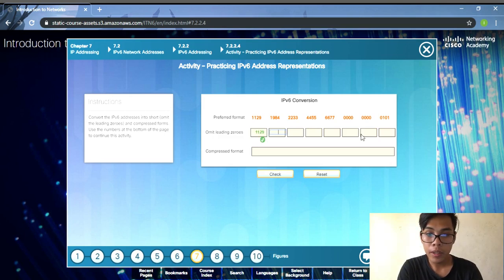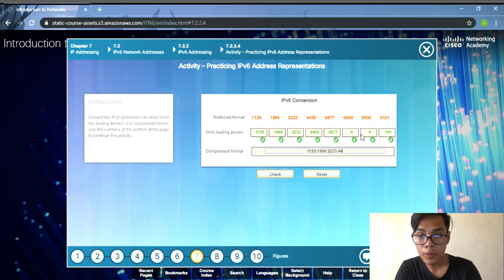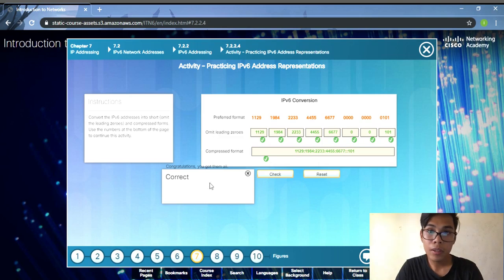Figure 7, 1129, 1984, 22233. No leading zeros to eliminate. 6677. Let's eliminate the leading zeros. 101. Now 1129. Let's compress. 1984, 2233, 4455, 6677, 20. So we're gonna omit that. 101. Let's check. So it's correct. We got them all.